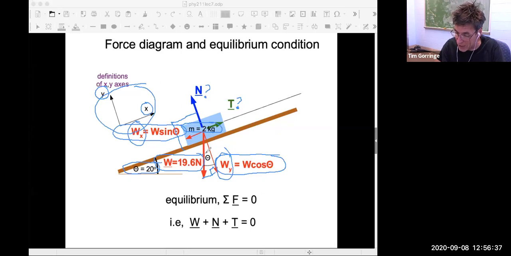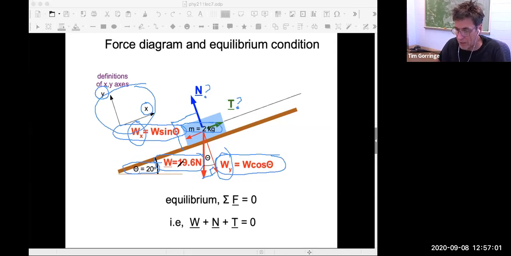If you want to imagine why that would be, imagine reducing the angle of the incline, making it almost horizontal. Then this angle here would also reduce, becoming almost 0 degrees. And so this angle in this corner of this triangle and this angle in this corner of this triangle are the same angles.